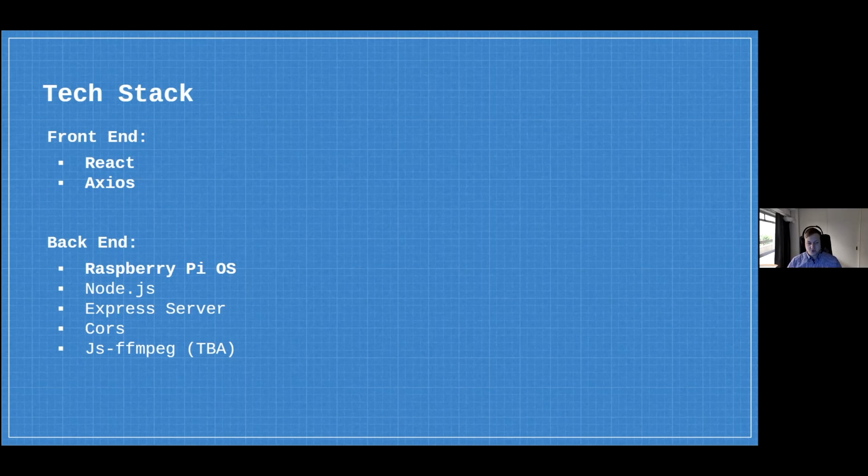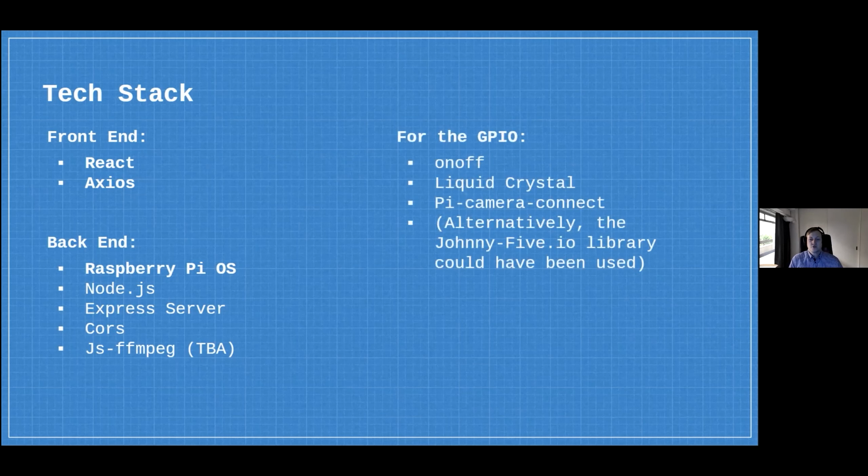Next up is Node.js and the Express server to set up the server in the background and actually make the system work. CORS was also involved in this. And then JS FFmpeg is the converter that I'm hopefully going to use later this weekend to set up the streaming.